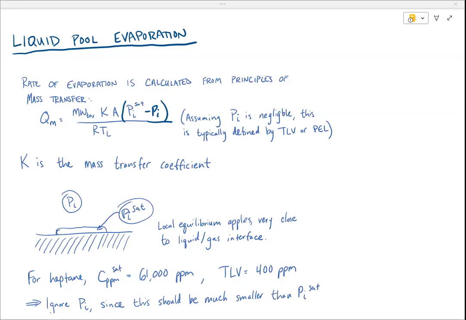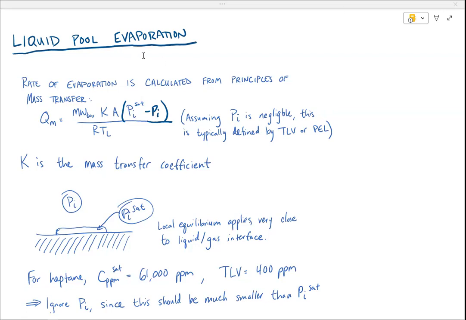This video is about liquid pool evaporation. This is the situation in a chemical plant where maybe you've spilled some chemical and that is evaporating at a rate greater than what you would normally expect in a certain area of the chemical plant. This is important to make sure that your workers have not been overexposed or to make sure that your ventilation system is flushing the air appropriately.